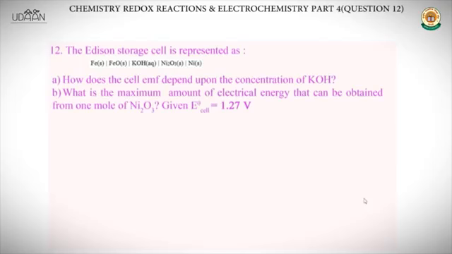So the question basically says that the Edison storage cell is represented as Fe solid to FeO in a KOH solution, and Ni2O3 goes to Ni. Now the first part of the question asks, how does the cell EMF depend upon the concentration of KOH? And the second part that we have to solve is, what is the maximum amount of electrical energy that can be obtained from 1 mole of Ni2O3, given that we have the E naught of the cell to be 1.27 volts. So Tushar, please take us through this question.